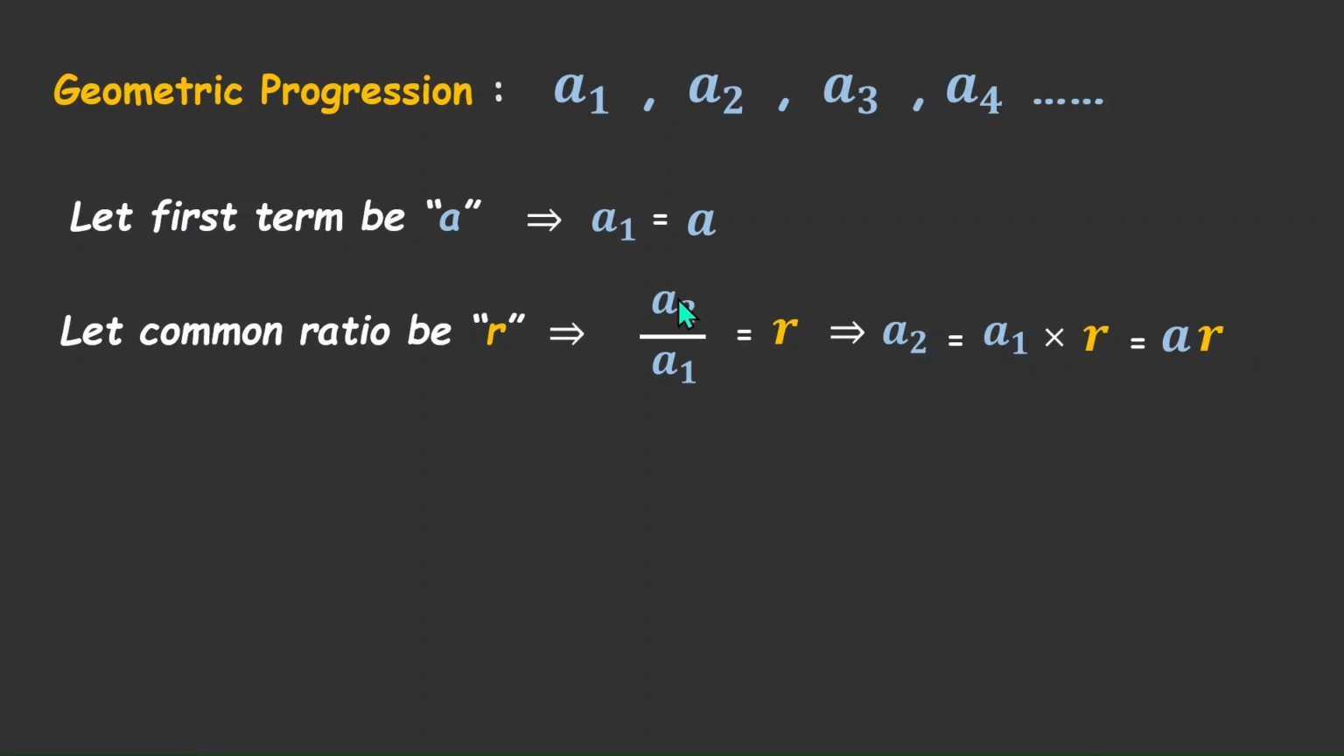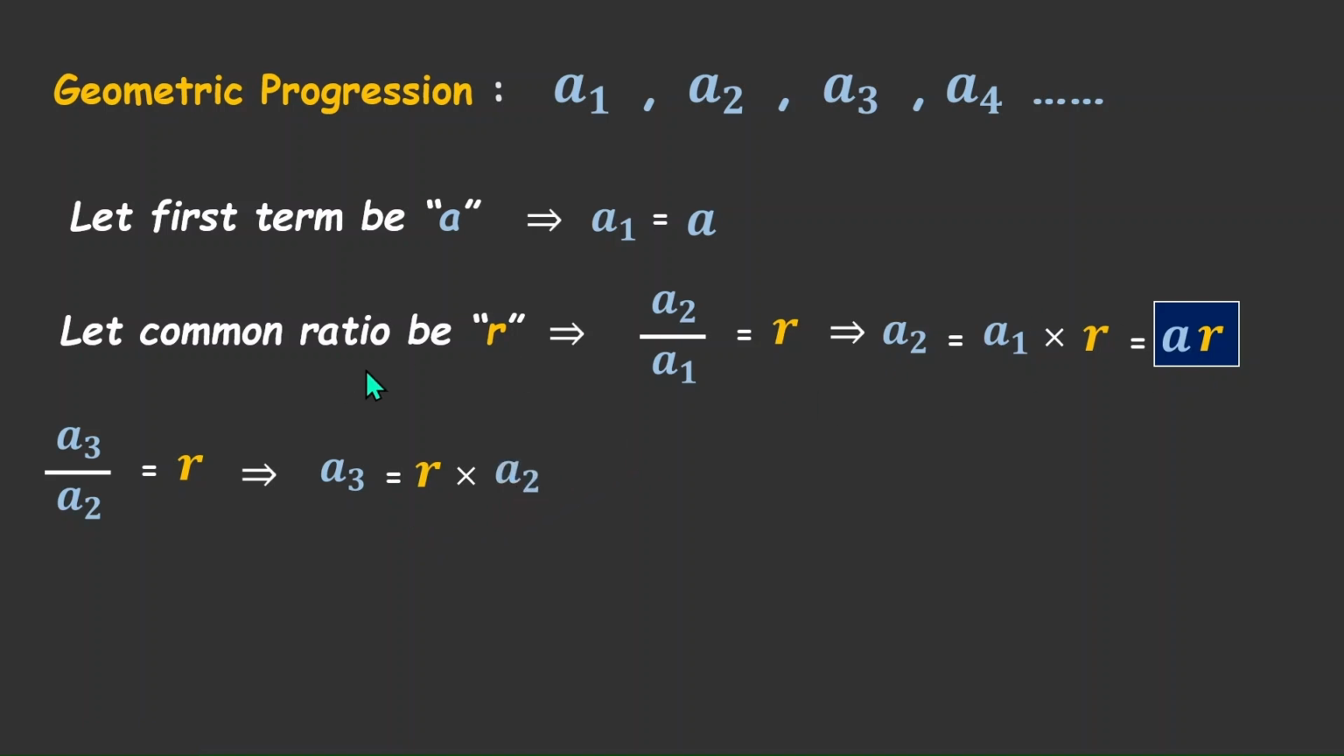Now let's see if we can do a similar thing to get the values of a3 and a4 in terms of a and r. We'll use the common ratio relation that we have. Again, it is a common ratio, so it will also hold between a3 and a2. So a3 divided by a2 is also equal to r, and cross multiplying both sides with a2, we get a3 is equal to r into a2.